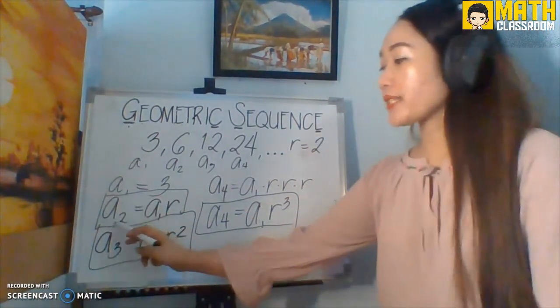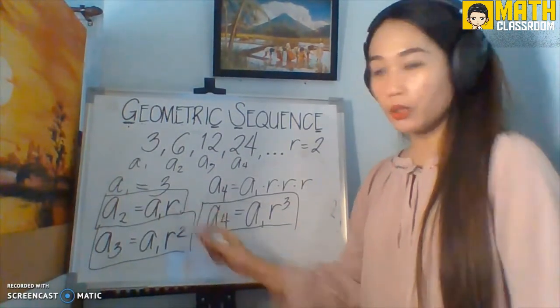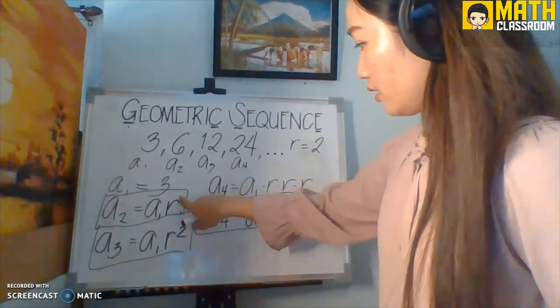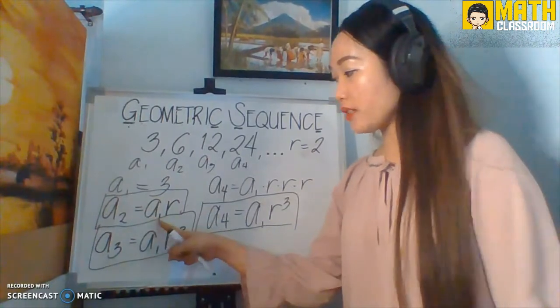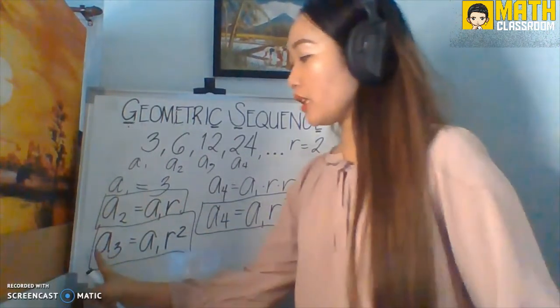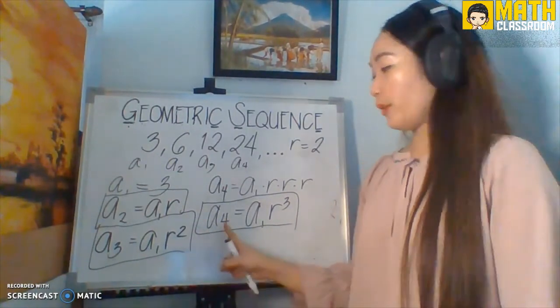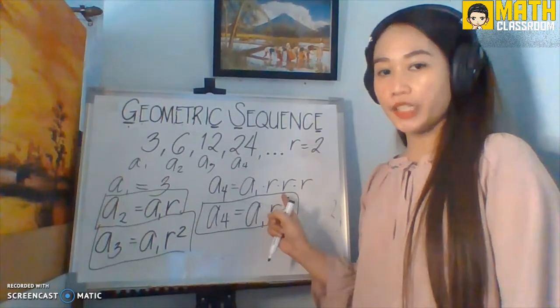If we're looking for a sub 2, we multiply a sub 1 by r raised to 1. We all know that this is raised to 1, but we don't need to write it as 1. So we have a sub 1 times r. While if you're looking for a sub 3, you have a sub 1 times r squared. We have a sub 4 equals a sub 1 times r cubed.